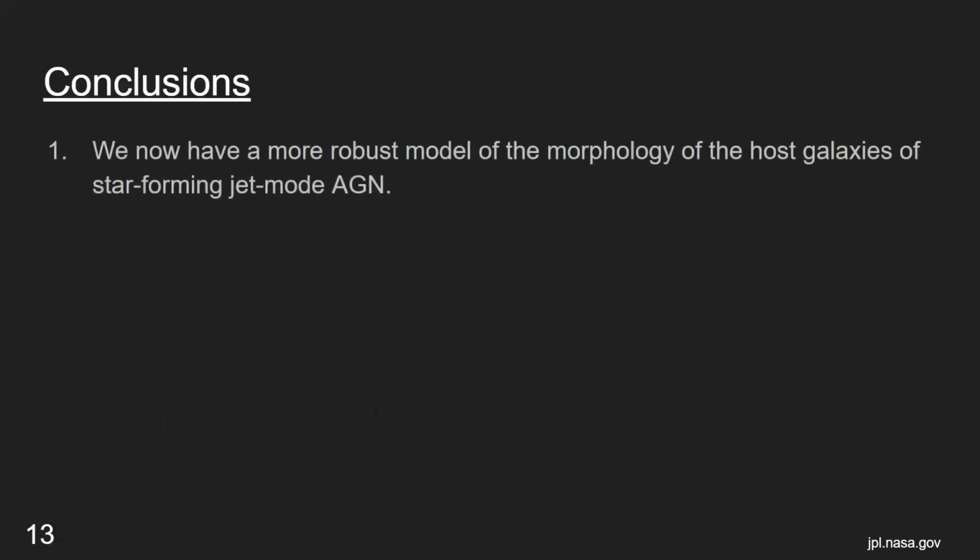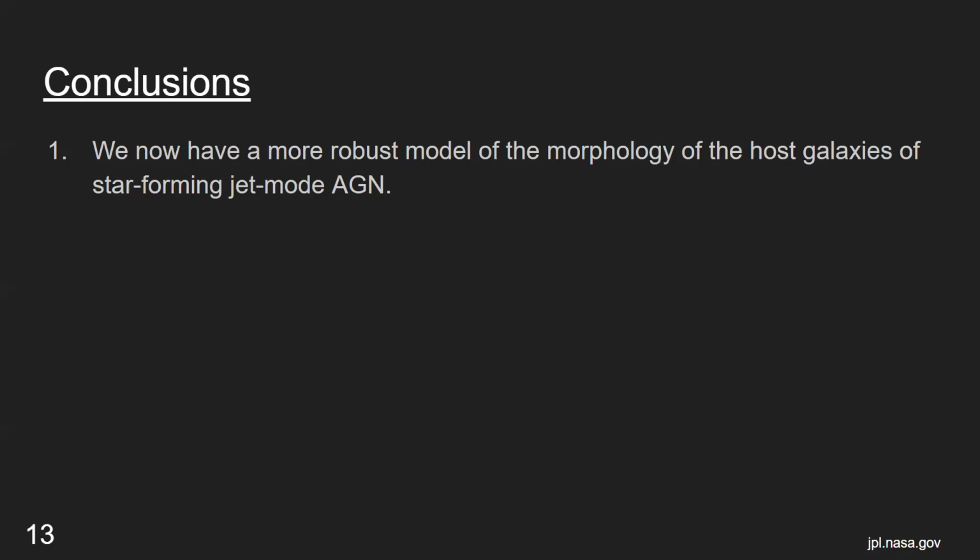So we now have a more robust model of the morphology of the host galaxies of star-forming jet mode AGN. Before there hasn't really been studies on this, and it's all been with old SDSS data with not very good resolution. So we've done this with a higher resolution, and we've determined that mergers can in fact be the cause of these weird types of AGN within the newer galaxies.